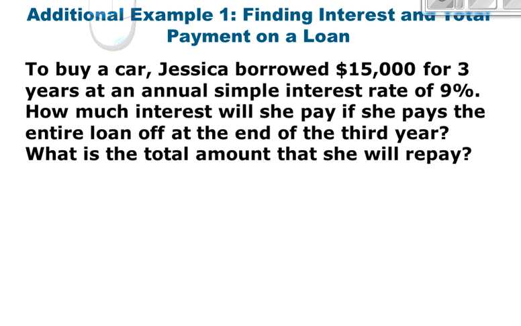To buy a car, Jessica borrowed $15,000 for 3 years at an annual simple interest rate of 9%. How much interest will she pay if she pays the entire loan off at the end of the 3rd year? What is the total amount that she will repay? So we got two questions here. What is the interest and what is the total amount to be paid? So we need to break this down, and the amount borrowed, that is our principal. The 3 years, well, that's our time, and the percent 9, that is our rate. And so we need to fill those into our equation as we go.